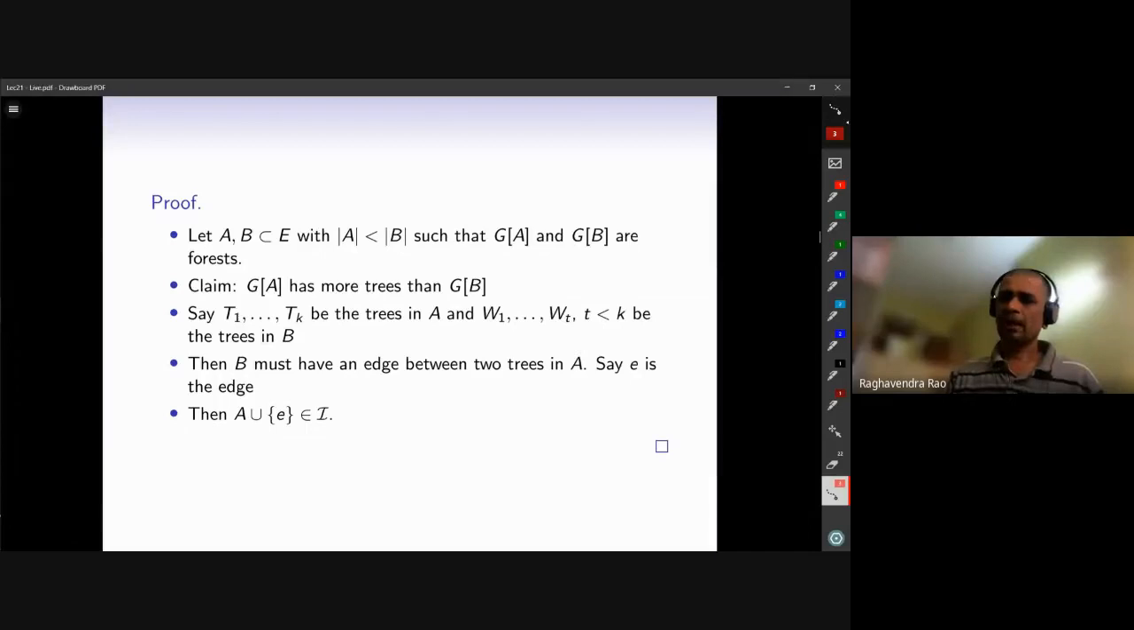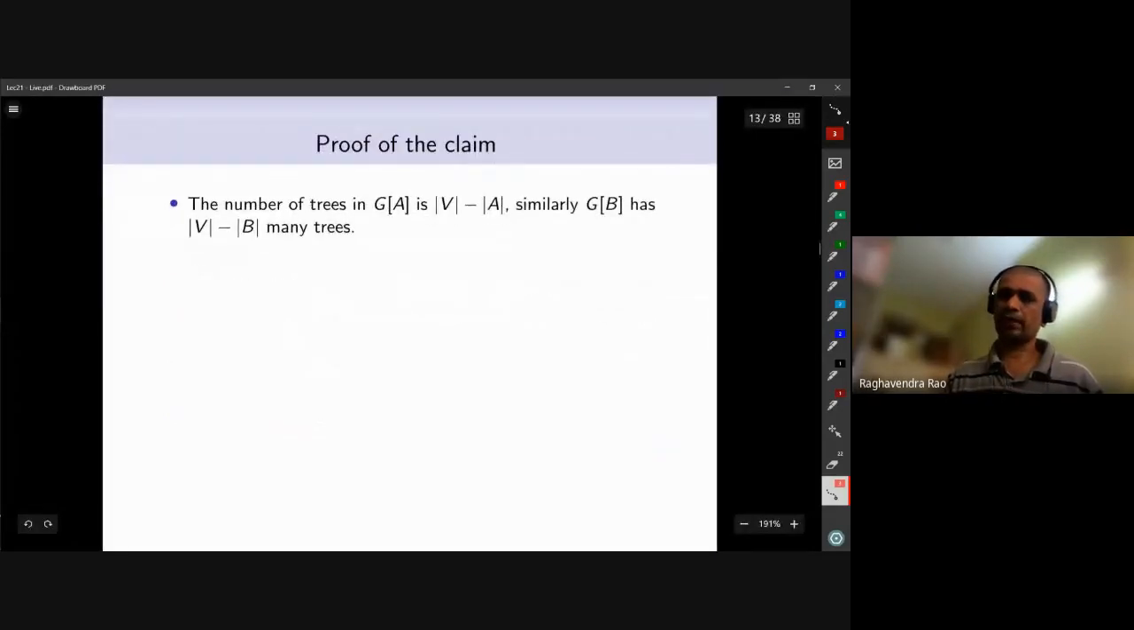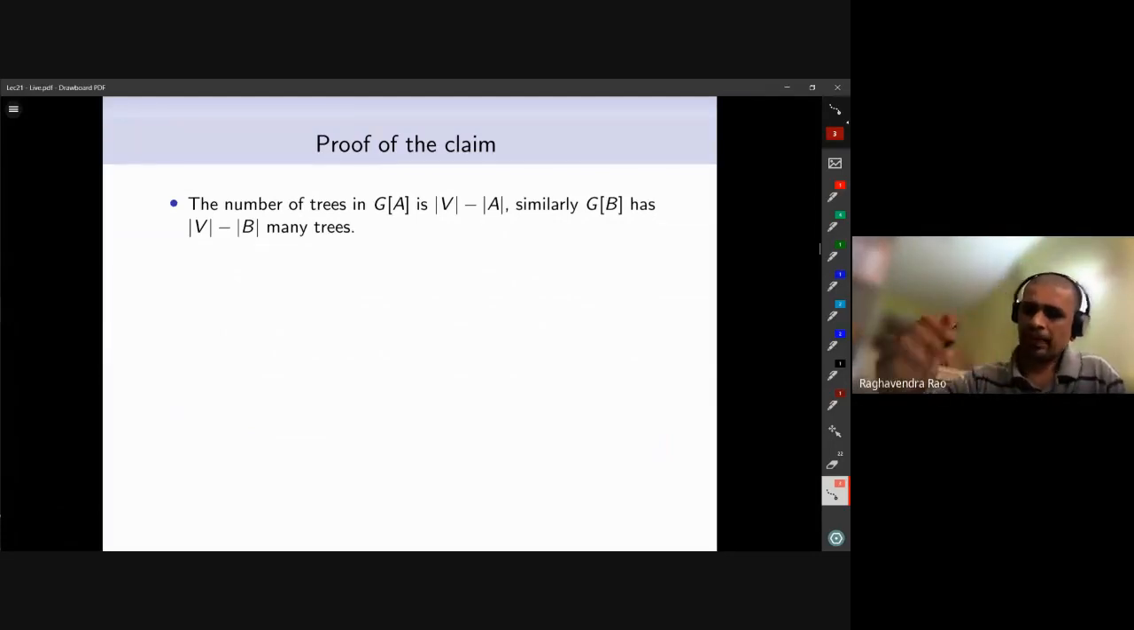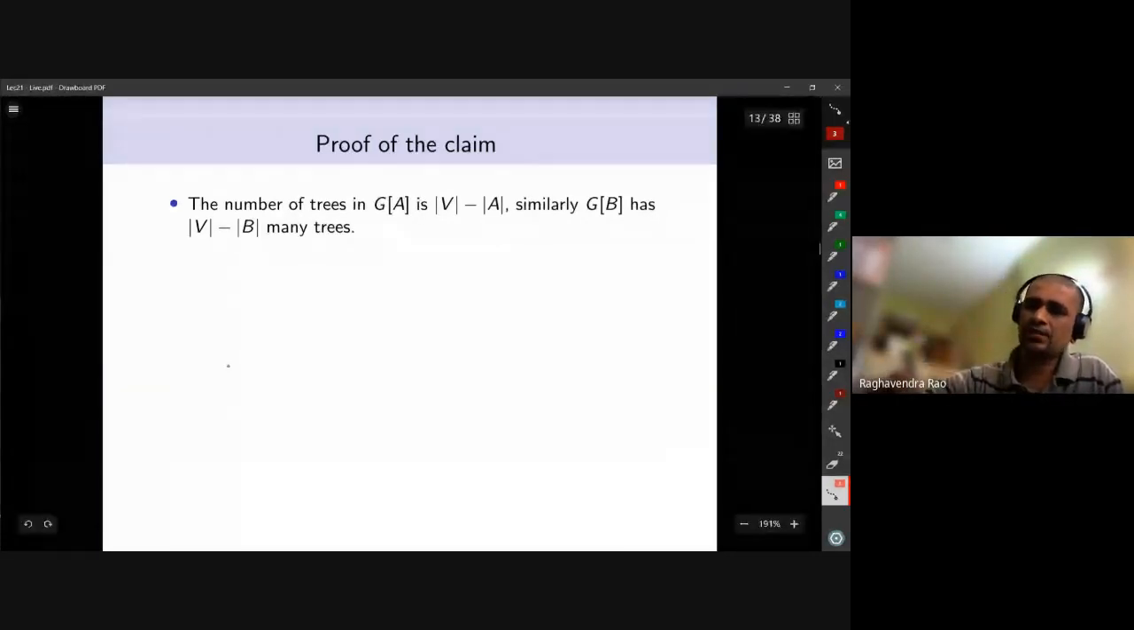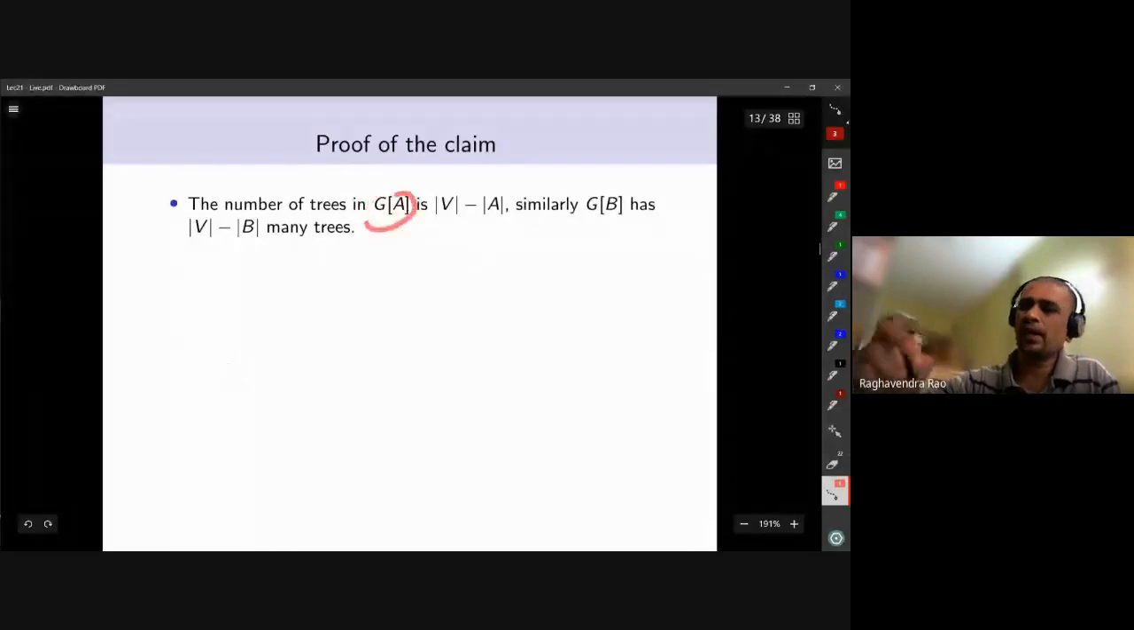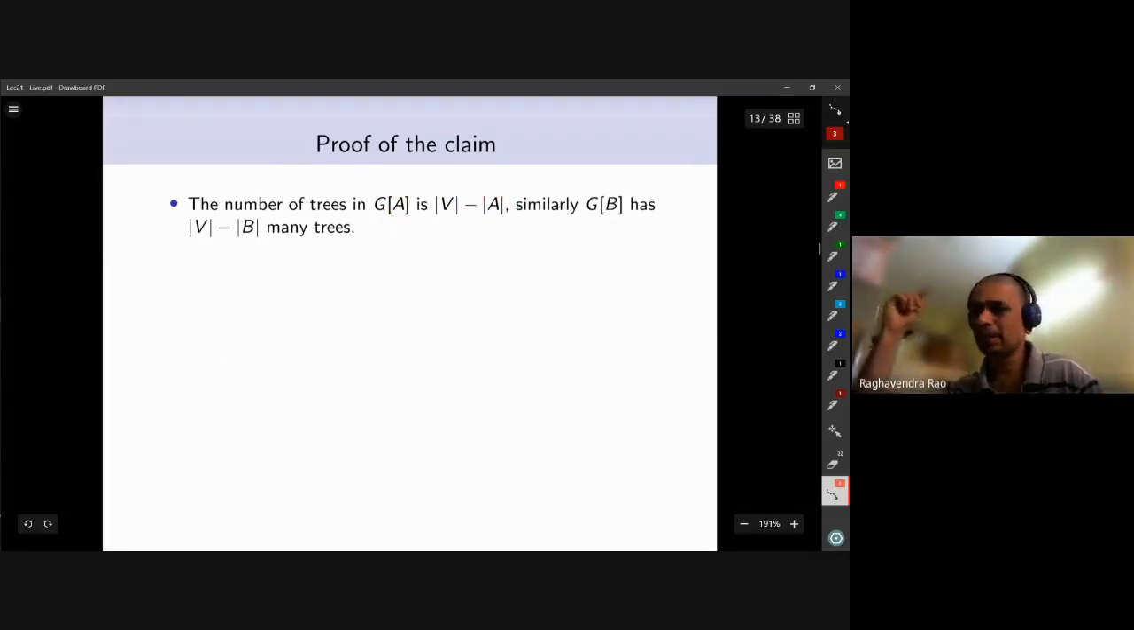Now all that remains is to prove the claim. Let's prove the claim very quickly. The claim is a very simple statement. We just show that the number of trees in the graph induced by A is exactly the cardinality of V, that is the number of vertices, minus the number of edges in A. Remember that A is an acyclic set, so the number of edges in A is strictly less than the number of vertices. So this is a non-negative quantity.